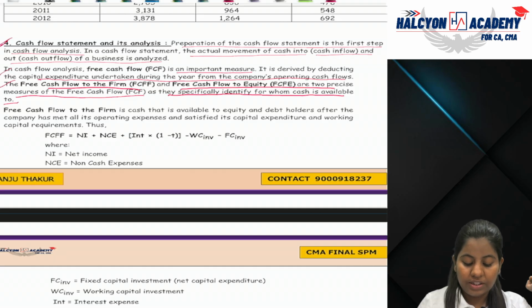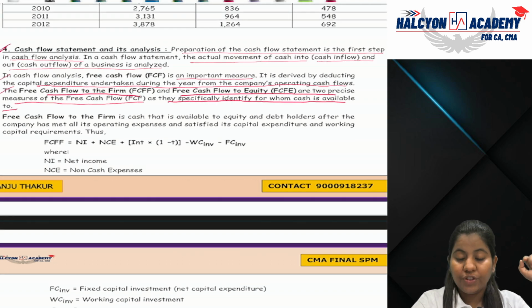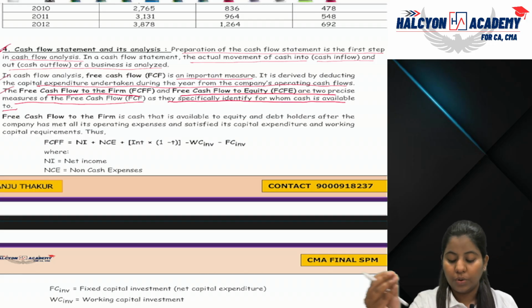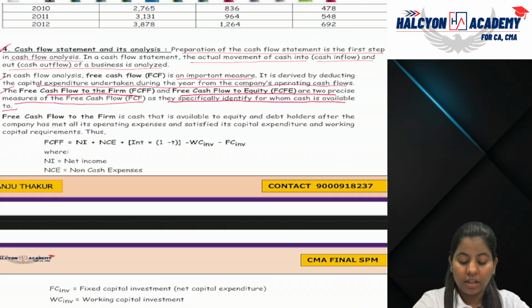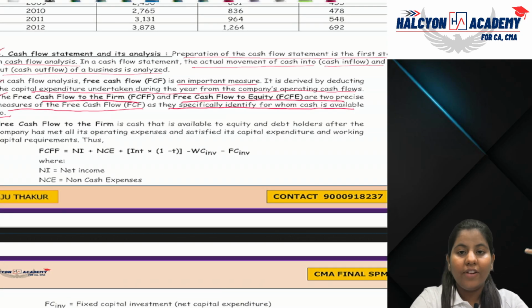So the first concept is FCFF. See what is given in the book. In cash flow analysis, free cash flow is an important measure. Free cash flow is cash which is freely available, cash in hand. It is derived by deducting the capital expenditure undertaken during the year from the company's operating cash flows. I will explain you with the formula.